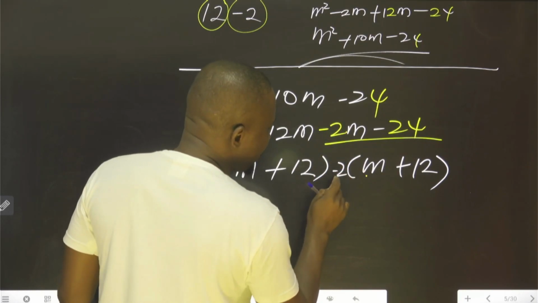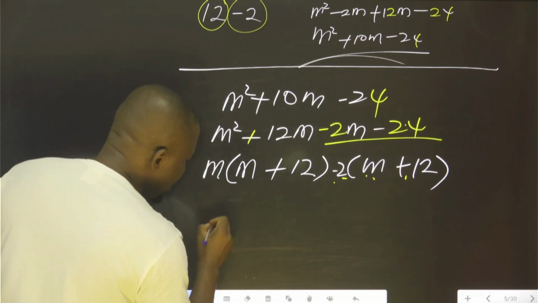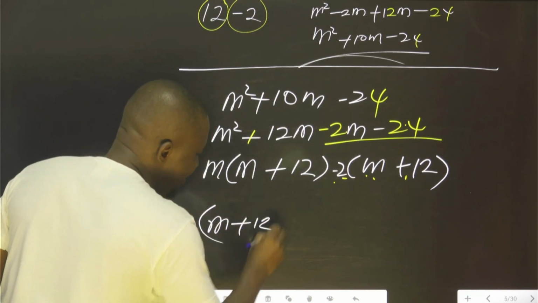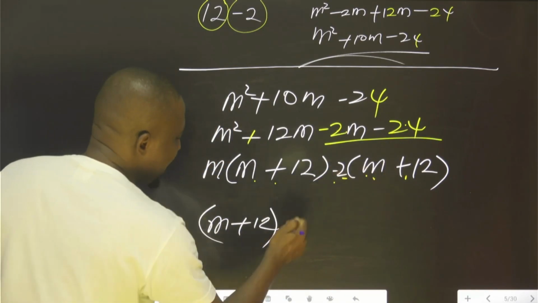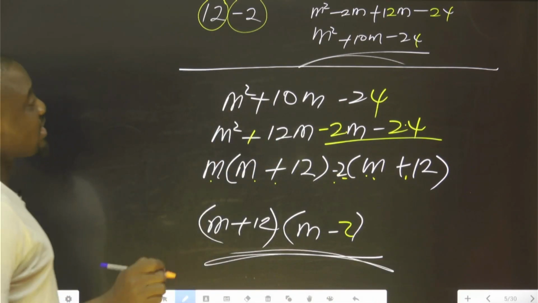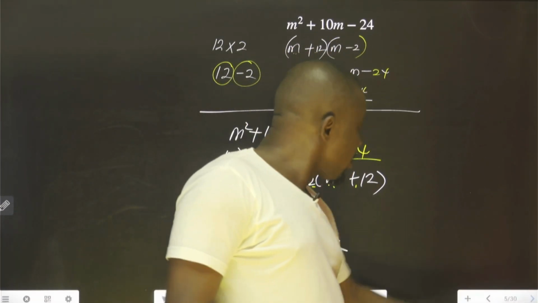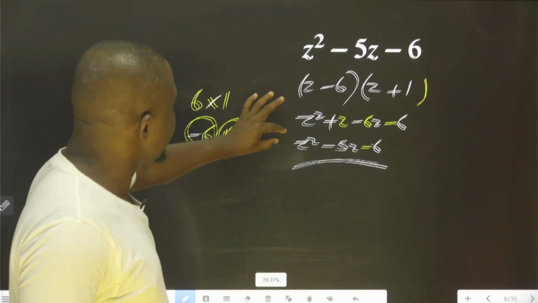Once you repeat them, what can I do to this to have this? It's minus 2. Minus 2 multiplied by this, I have this. Therefore, I can bring m plus 12. I can write this first, one of them. Then this and this, m minus 2. You can see the same thing.